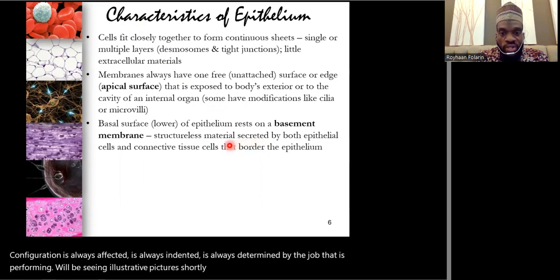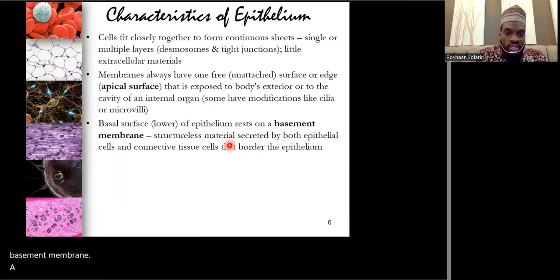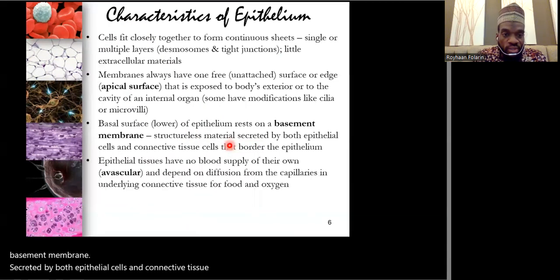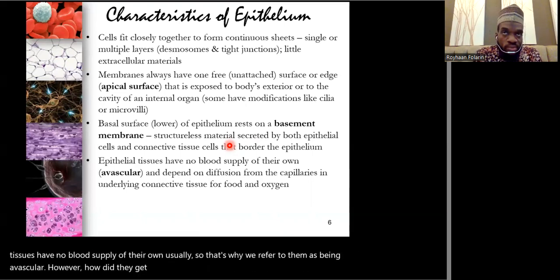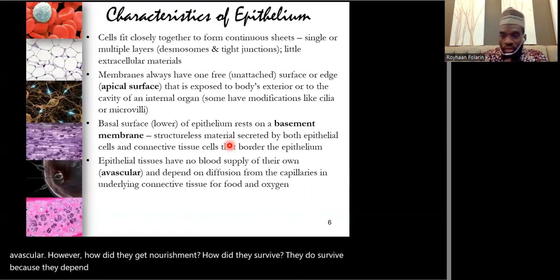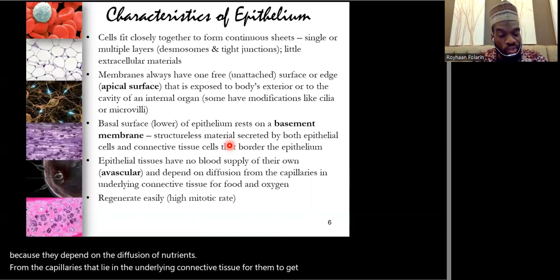So these structureless materials, that's the basement membrane, are secreted by both epithelial cells and connective tissues that border the epithelium. The epithelial tissues have no blood supply of their own, usually. So that's why we refer to them as being avascular. However, how do they get nourishment? How do they survive? They do survive because they depend on the diffusion of nutrients from the capillaries that lie in the underlying connective tissue for them to get food and oxygen.